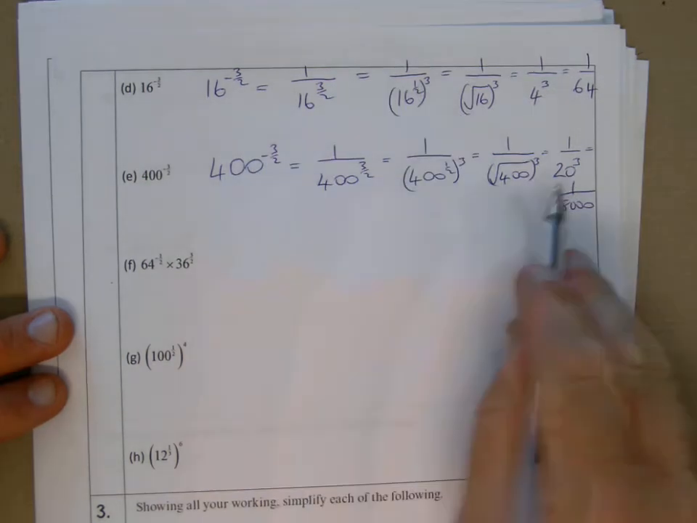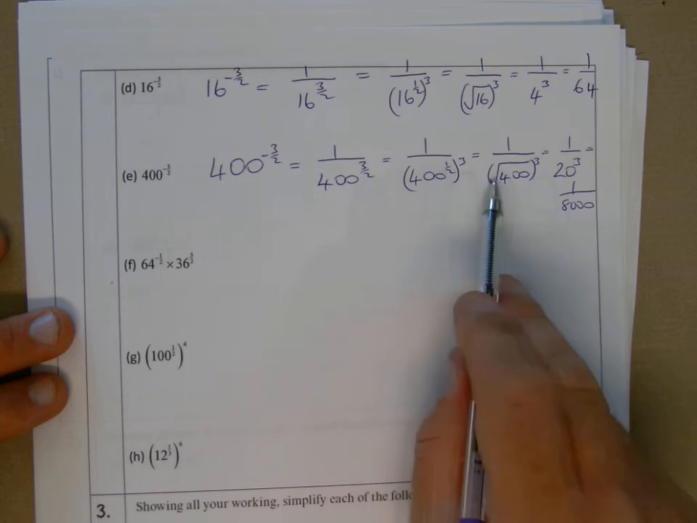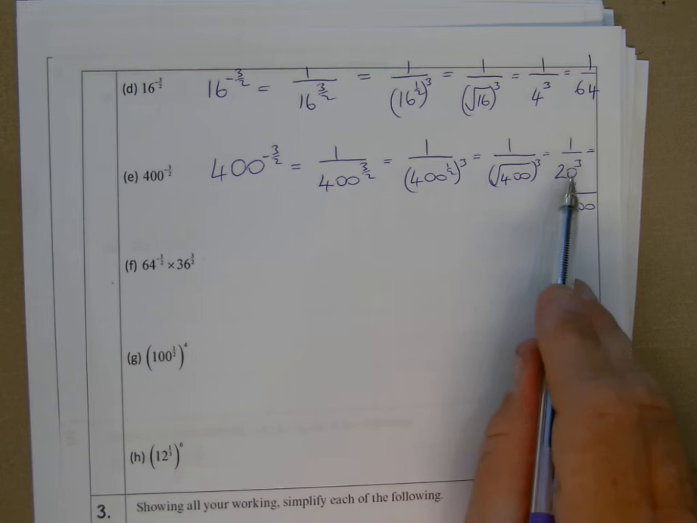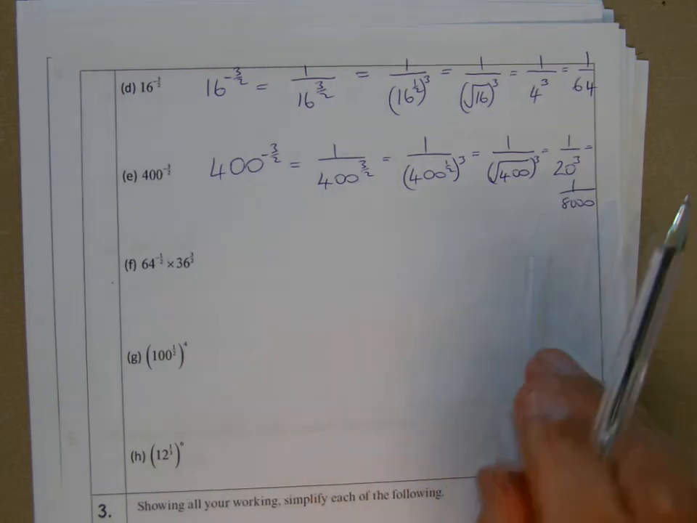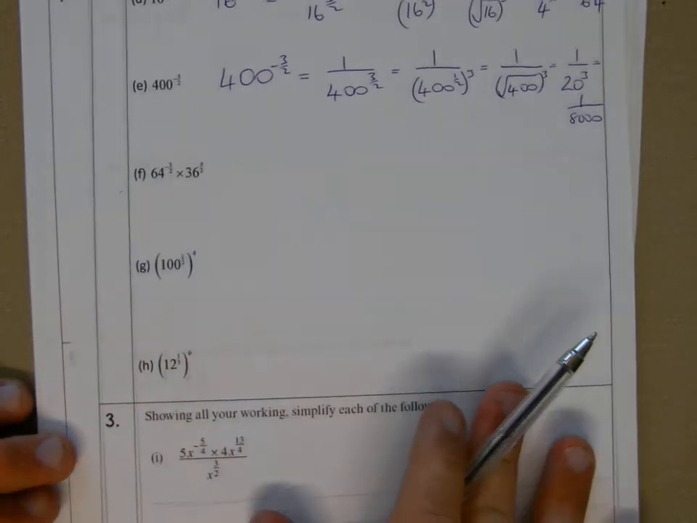Now of course you can use your calculator throughout each phase here, to check each of these. I know square root of 400 is 20, but if you didn't know that, you'd use your calculator, and the same for 20 cubed. But it's important you show the steps if this question comes up. Similar to this one now, we need to do this in stages.